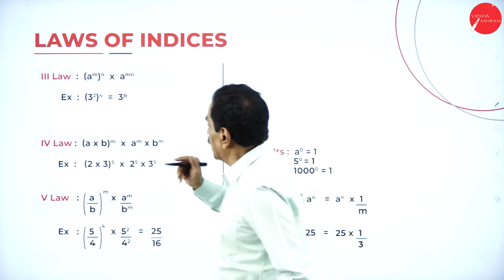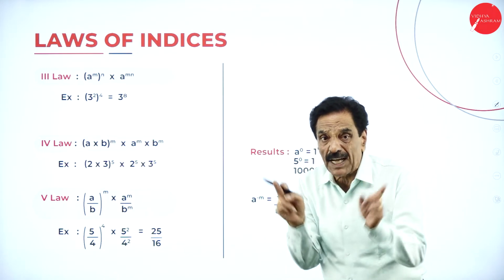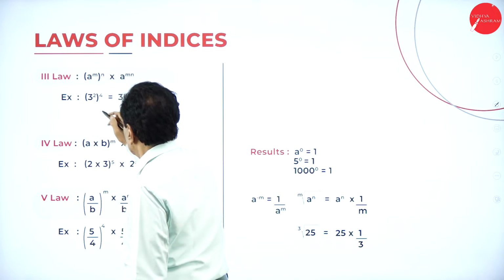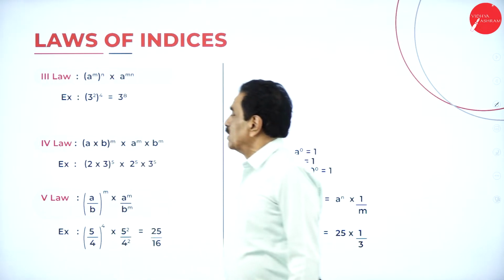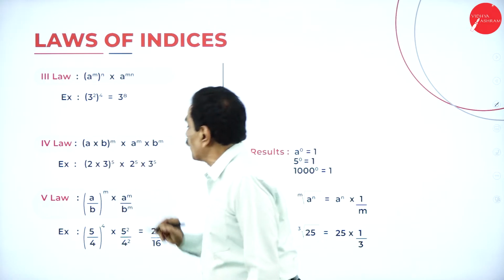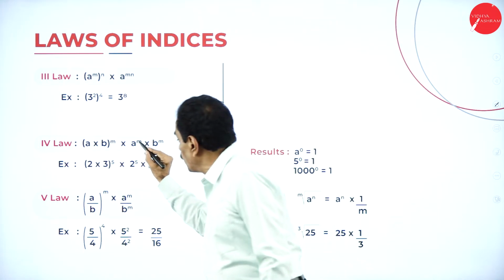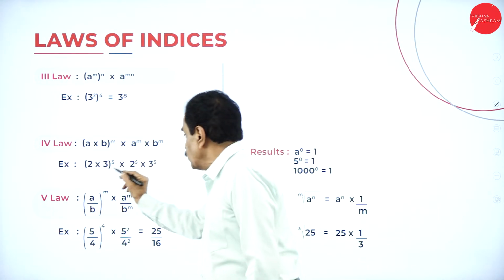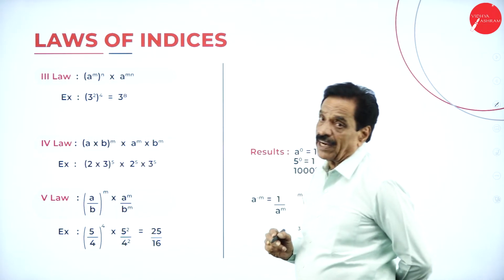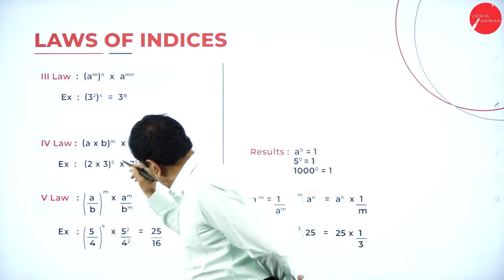Then we'll move on to the third law. A to the power of m, whole to the power of n, it should be in the bracket only, is a to the power of m into n. So 3 to the power of 2, whole to the power of 4, that is 3 to the power of 8. Then the fourth law, ab whole to the power of m belongs to both a and b, that is a to the power of m into b to the power of m. 2 into 3 to the power of 5 is 2 to the power of 5 into 3 to the power of 5. So this 5 belongs to 2 also, this 5 belongs to 3 also.